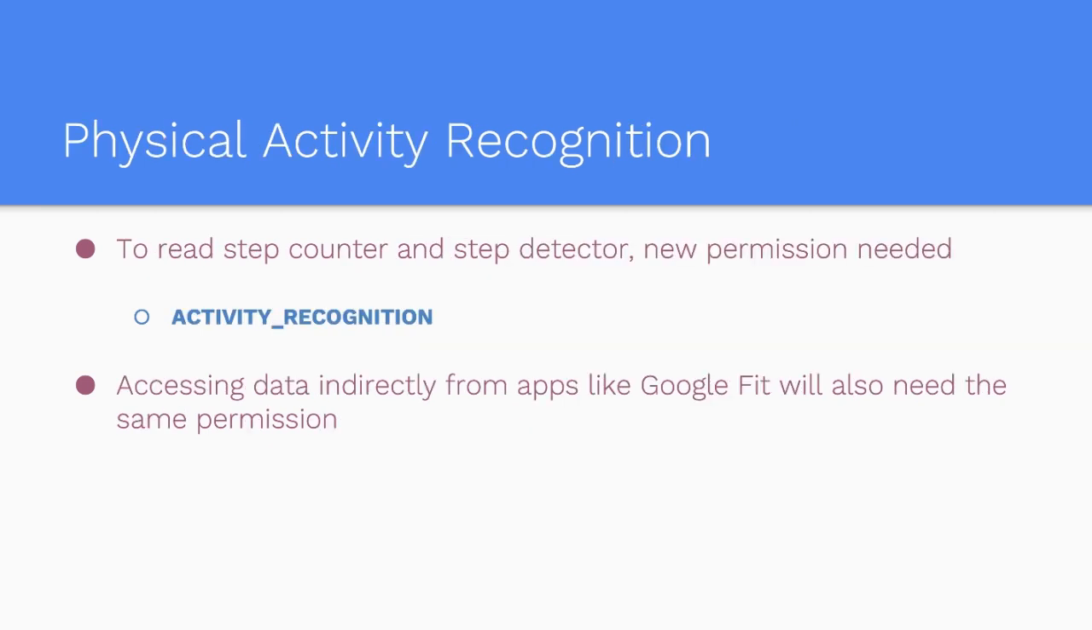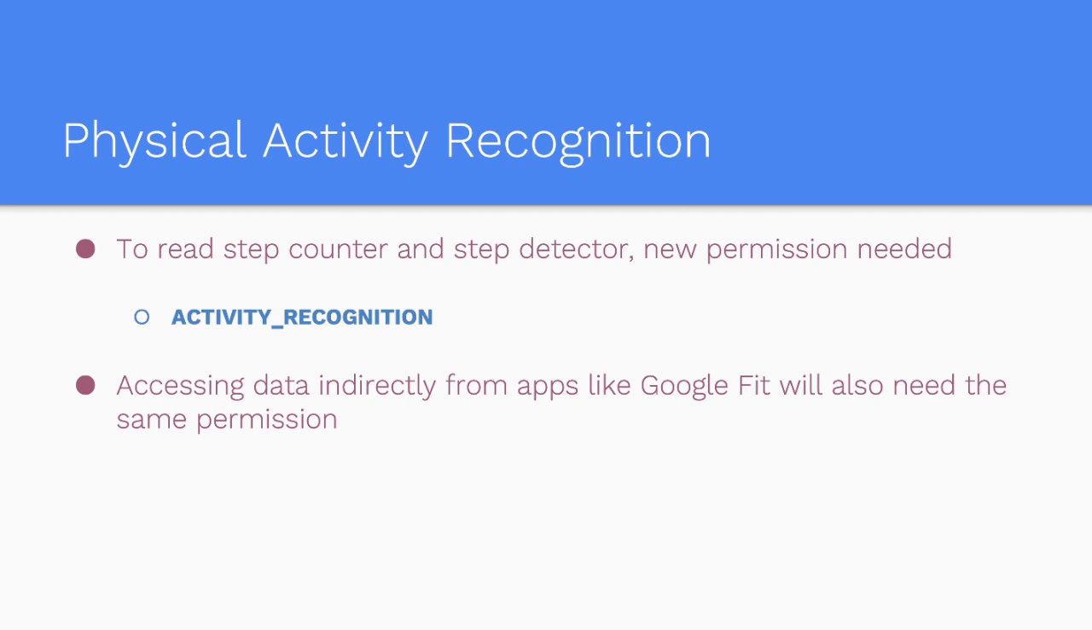There are two sensors on Android which exist since Lollipop days: step counter and step detector, which were released with the Nexus 5 device. Now these sensors did not need a permission earlier, but now you need the ACTIVITY_RECOGNITION permission, this new name of a permission. You need to have this permission to read the data from these sensors, and accessing data indirectly about steps, like accessing it from apps like Google Fit, will also need the same permission.